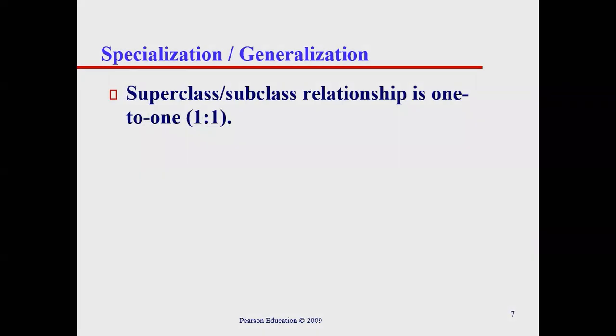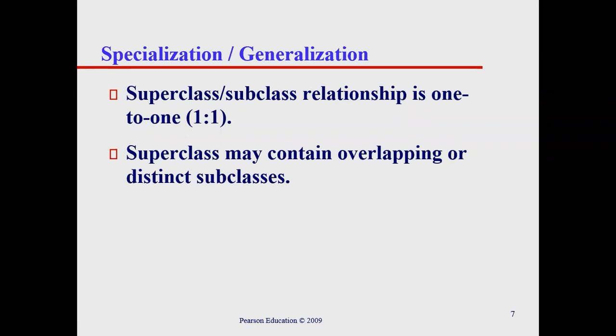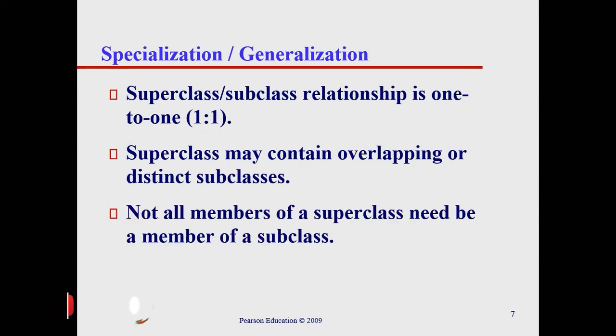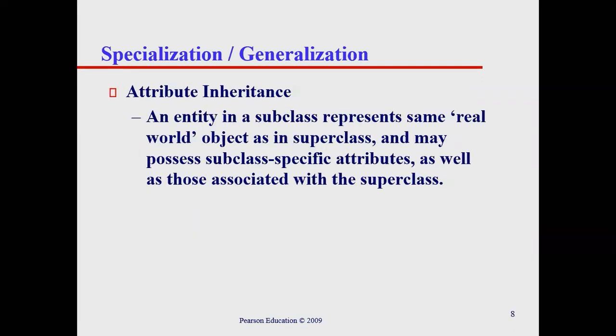The superclass relationship is a one-to-one relation. How it is a one-to-one relation, we will see through some examples so that it becomes clearer to us. A superclass may contain overlapping or distinct subclasses. Not all members of a superclass need to be a member of a subclass. These are certain rules, and we will see how these rules are effective with respect to generalization and specialization.